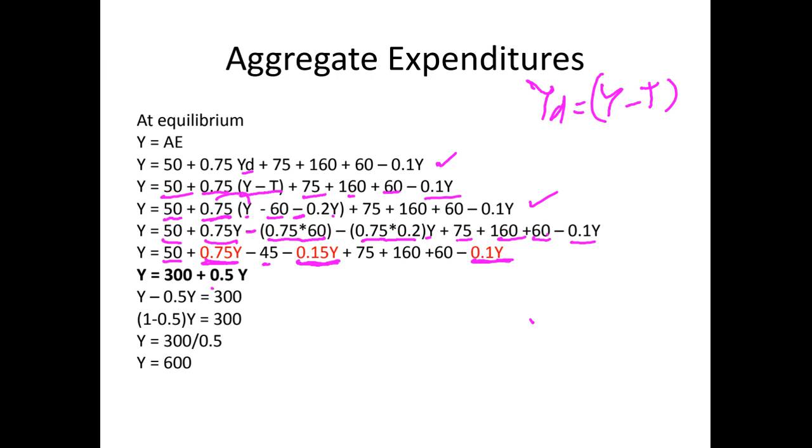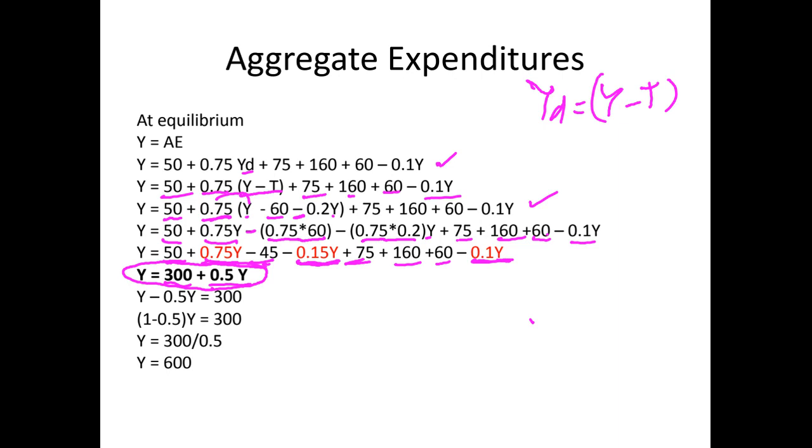And then all the constant numbers, that is without Y term, that is autonomous, just add or subtract depending on the sign of that number, whether positive or negative. So see 50 and then minus 45 plus 75 plus 160 plus 60. If you do this, so add all numbers and then subtract 45, you get 300. So this, and that's why I bolded it, Y equals 300 plus 0.5Y. Actually, this is the equation I started with.